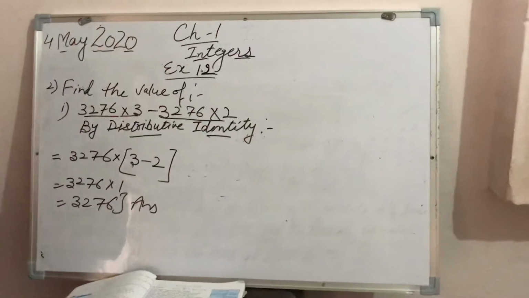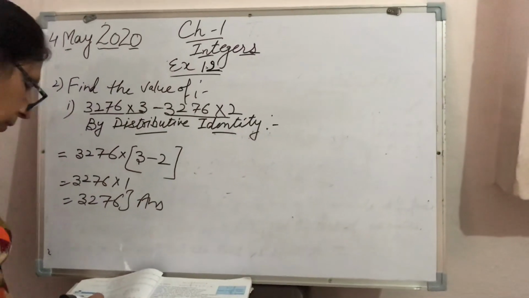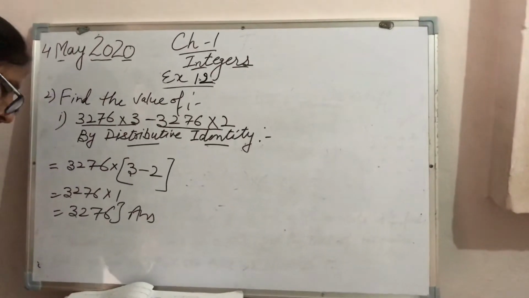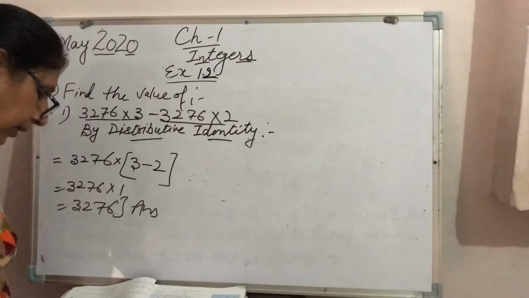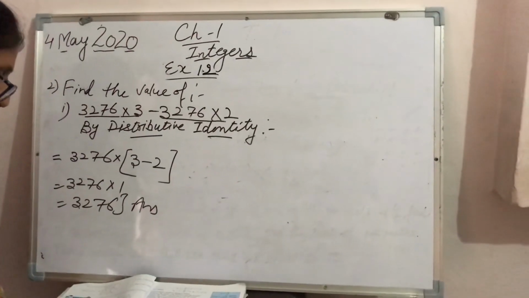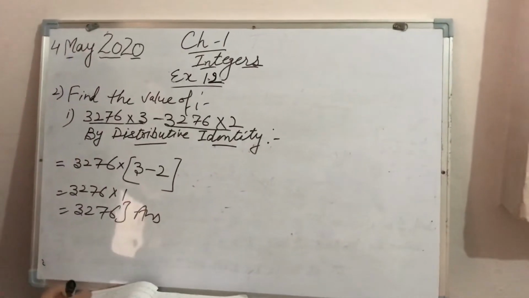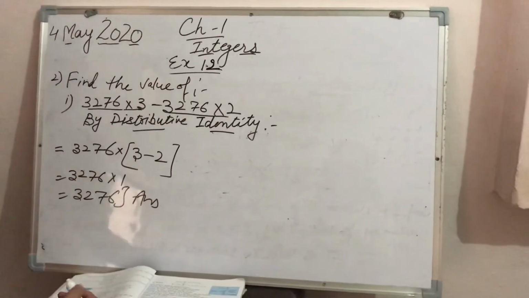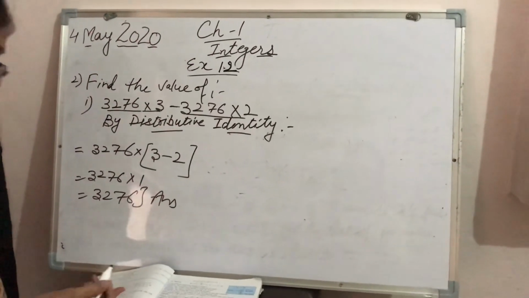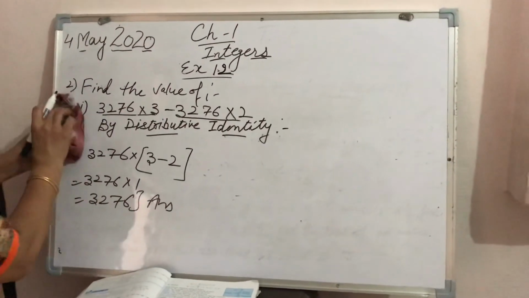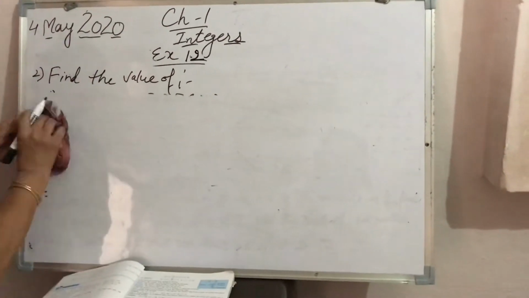Same as the second part. Again simple. 8964 multiplied by 1 plus 99 multiplied by 8964. 8964 is a repeating number. We can take it common. Then we will have 1 plus 99. You can do it yourself. Then we'll continue with the third part of this question.